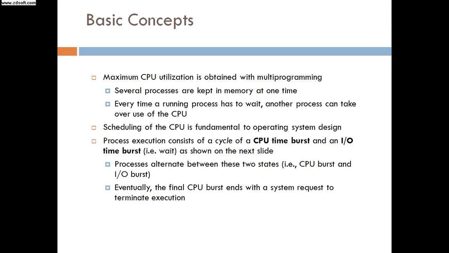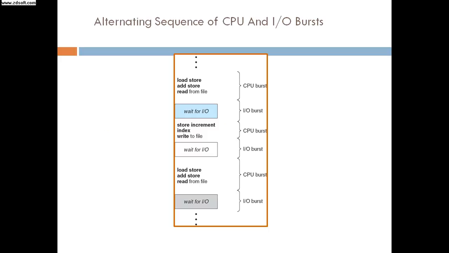So in general, the process execution consists of a cycle which consists of two bursts, that is the CPU burst and the IO burst. So the processes alternate between these two states. Finally, the CPU burst ends with the system request to terminate the execution. So this is an alternating sequence of CPU and IO bursts.